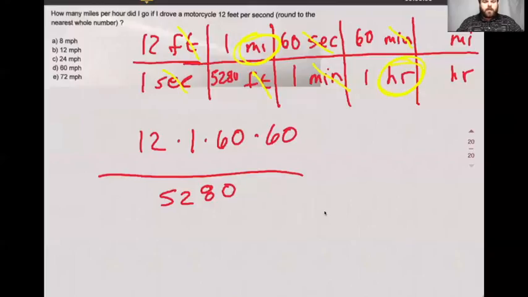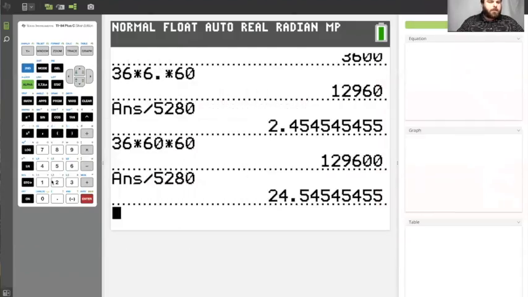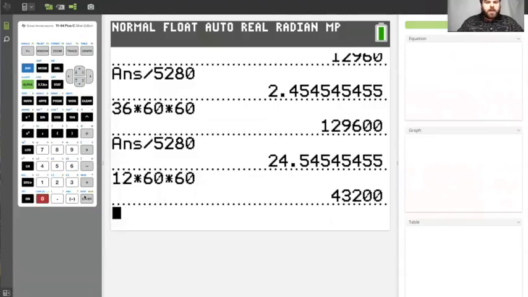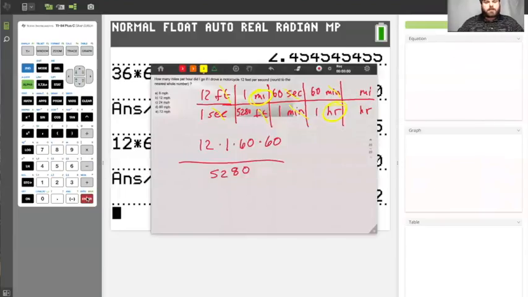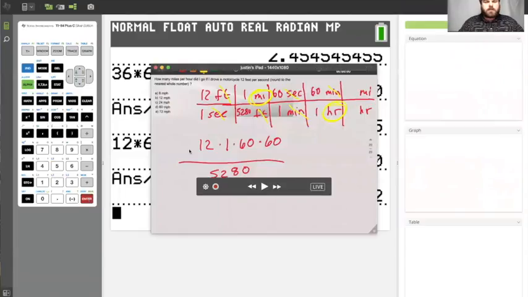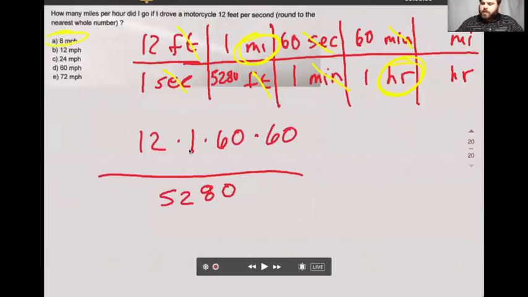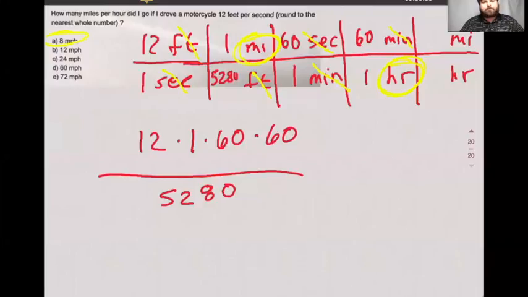Okay, so if I go to my calculator, I type in 12 times 60 times 60, I get this number here, 4,320. If I divide that by 5280, I get my answer, 8.18. So as you can see, to the nearest whole number, that is going to be 8 miles per hour.